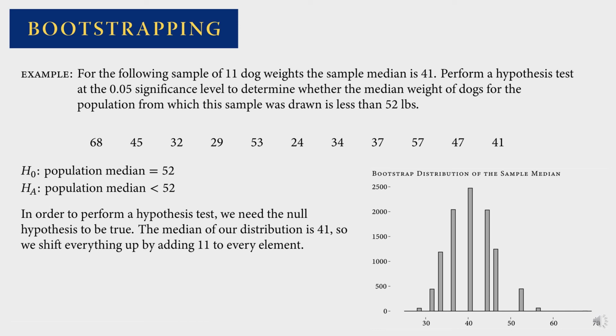Now, I'm going to change the alternative to test to see if the median weight is less than 52. I can't use a confidence interval to test this, but you could go about it using p-values. If you want to use the bootstrap distribution to estimate a p-value, you need to shift the distribution. A p-value is the probability of getting something at least as extreme as what you observed if the null hypothesis is true. We need a distribution where the null hypothesis is true. The median of this bootstrap distribution is 41. Under the null, it should be 52. So we can add 11 to every element and shift everything up by 11.